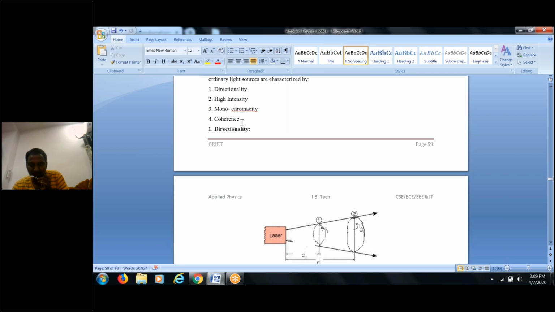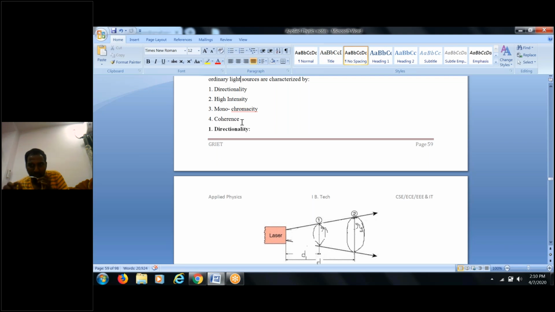Why? The ultimate answer is, every light consists of photons. The energy of a photon is equal to h nu. Every light is made up of photons. Such photons are divided into two categories. One is coherent photons and the other category is incoherent photons. So what is the difference between these two types of photons?